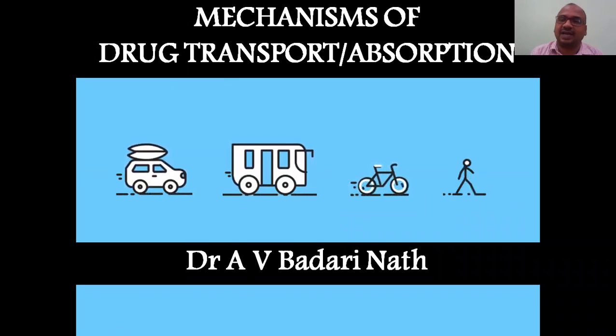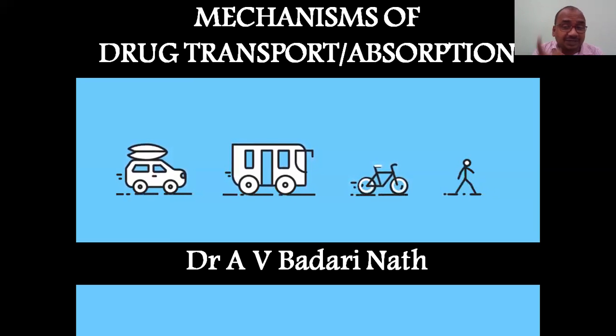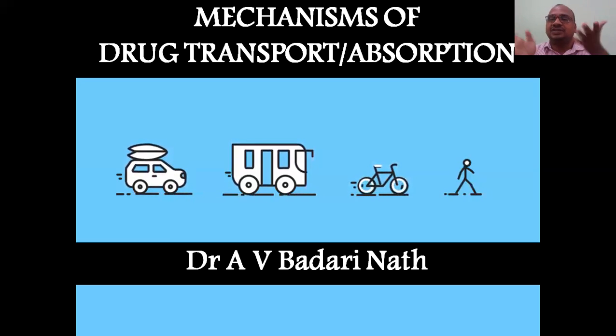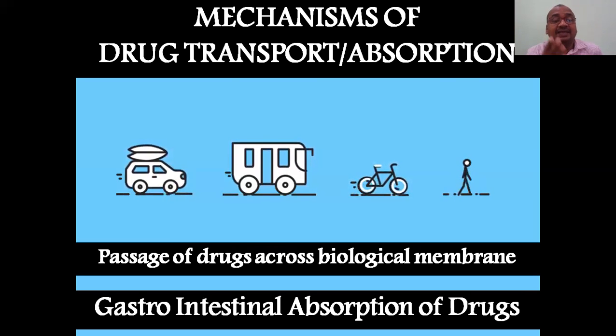That means drug transport from the gastrointestinal tract into the blood, as well as from the blood into the cells. Two steps you have to keep in your mind: transport of drugs from the gastrointestinal tract into the blood, and transport of drugs from the blood into the cells or tissues, whatever it may be. That's why this is also called passage of drugs across the biological membrane.